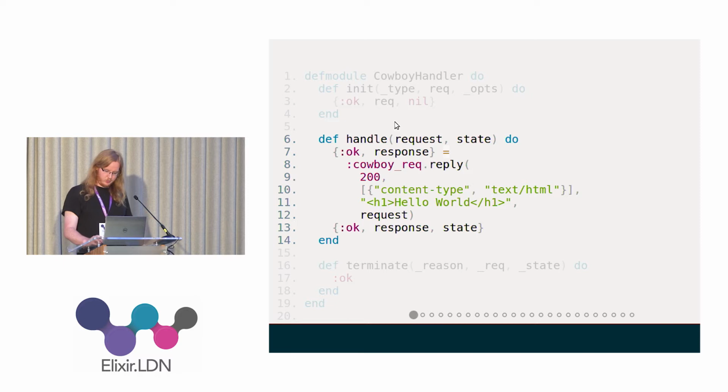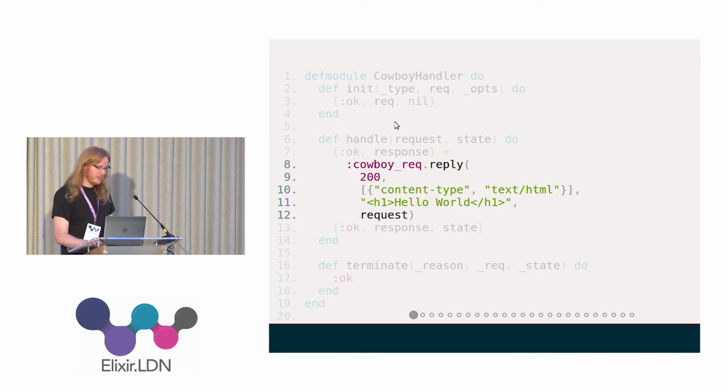In this particular example, I'm calling the reply function, which takes four arguments. It takes the status code, which is 200 in this case, a list of headers that are represented as pairs, a tuple of two elements, the key and then the value, a response body, and then the request, and then you can return that. And there's also a terminate if you want to do any cleanup.